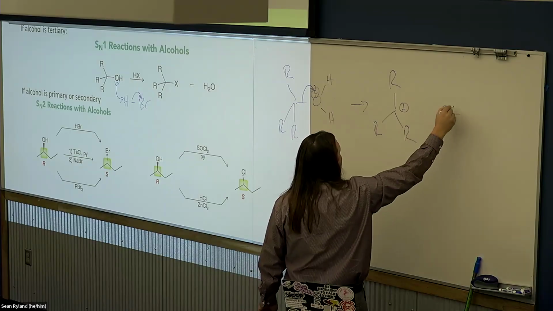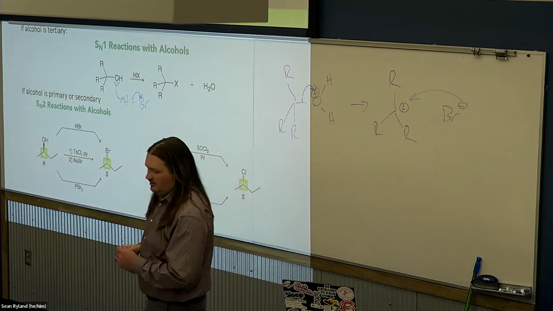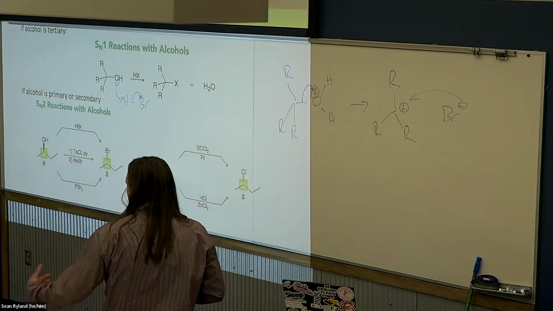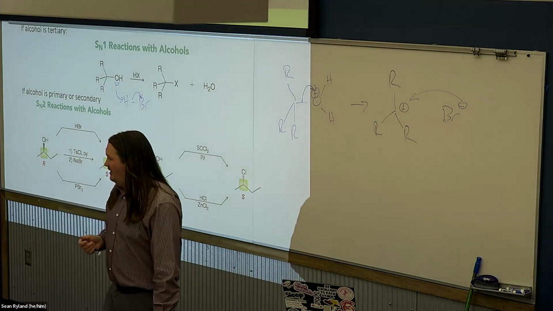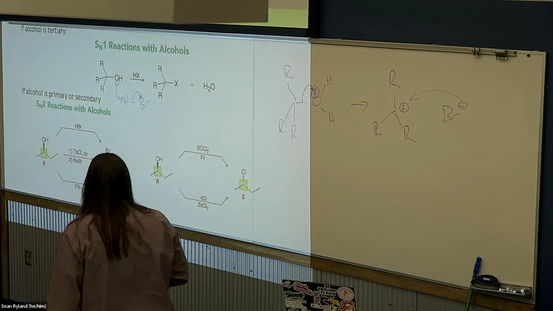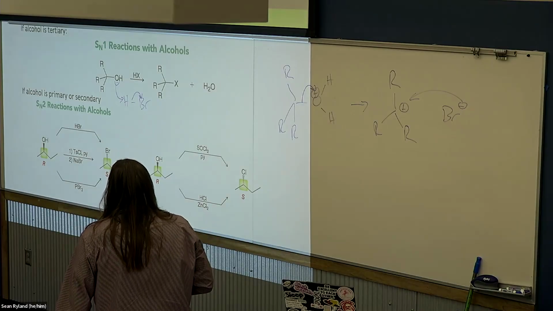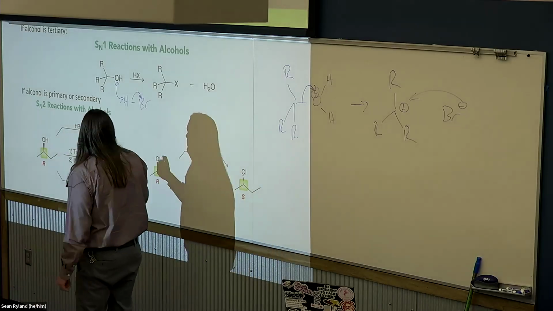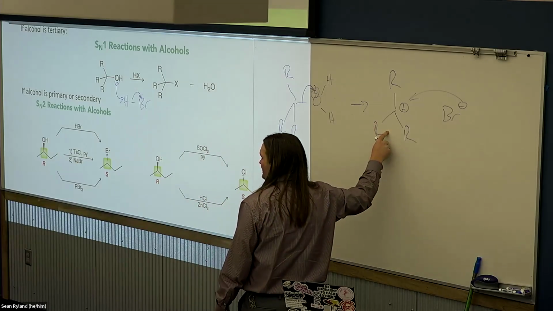And then our bromide can come in here and attach. So if we wanted to convert a tertiary alcohol to a bromide or chloride, or even an iodide, pretty straightforward. The problem is, if it's primary or secondary, we can't make this carbocation very well. Primary and secondary alcohols don't really go through SN1.